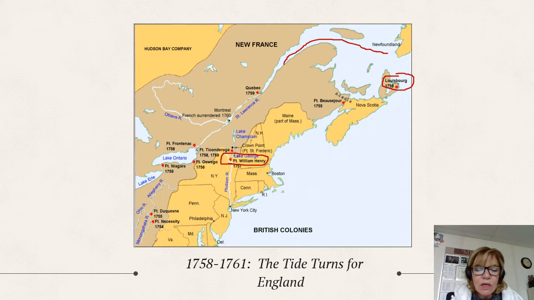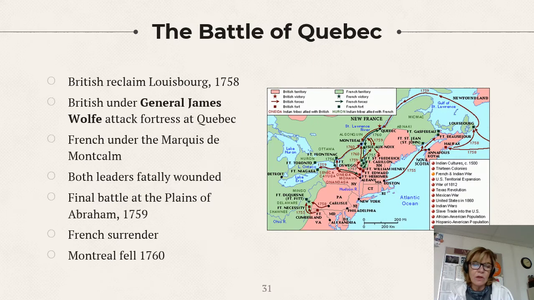They also come in from the Great Lakes around Lake Ontario here. They capture Fort Frontenac, and then they can take the river this way. Eventually, everything is going to end right here at Quebec at the Plains of Abraham, right? And then the war will be over, right?